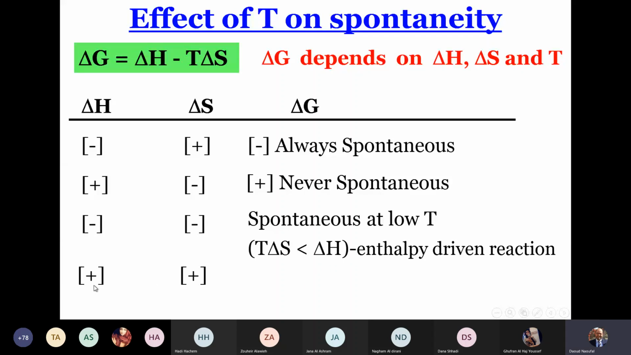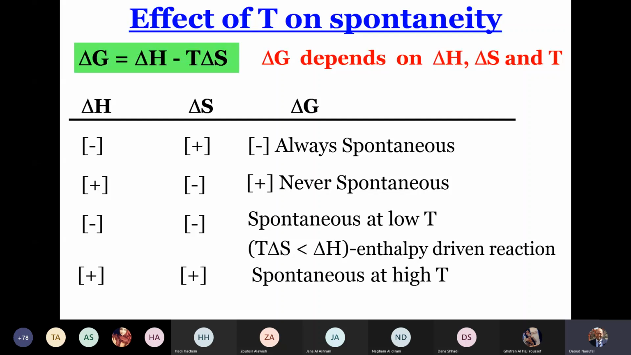If the transformation is endothermic, delta H positive, with an increase of disorder, so delta S positive times T positive, T delta S is positive, minus T delta S is negative, and delta H is positive, we have one value positive and the other value negative. So temperature will determine the spontaneity, and in this case it will be spontaneous at high temperature.